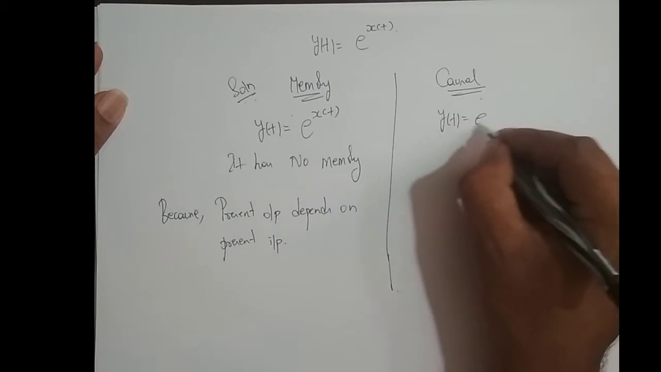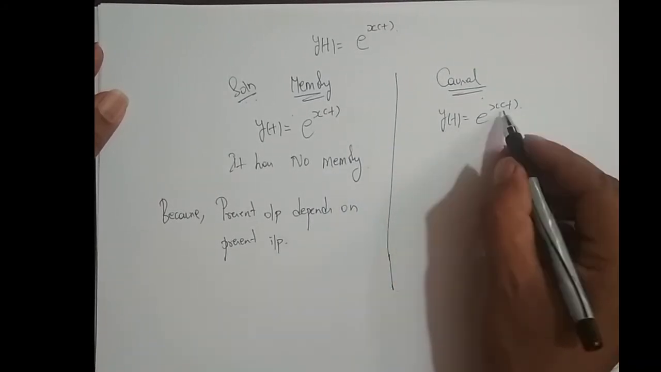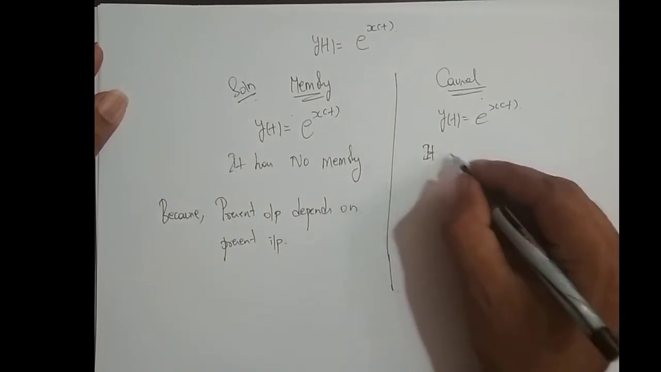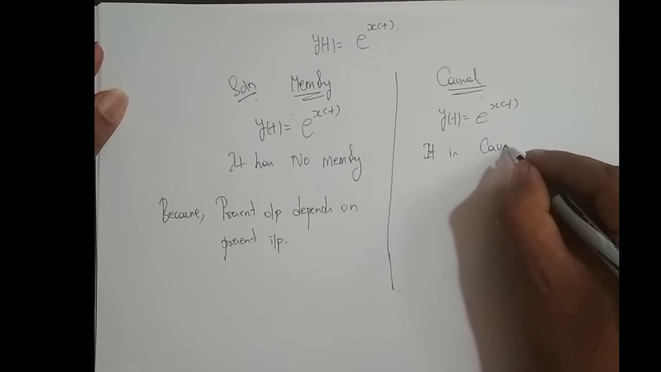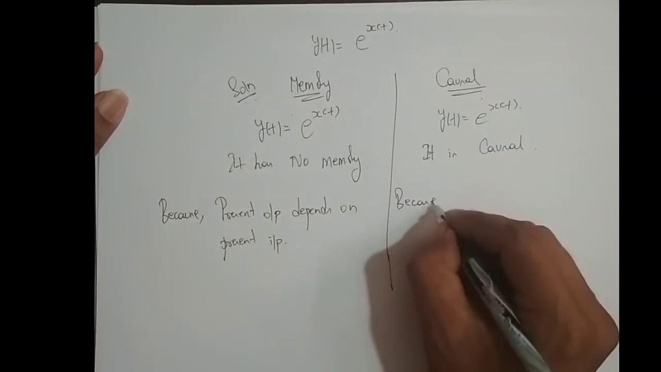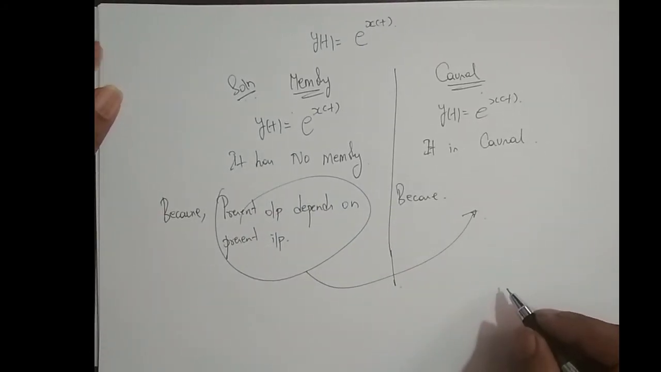Okay. So what about causal? y of t equal to e power x of t. Present output depends upon present input value. So it is causal. Why? Because present output depends upon present input value.